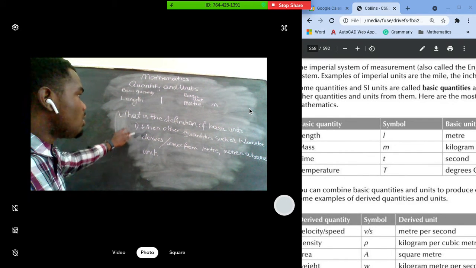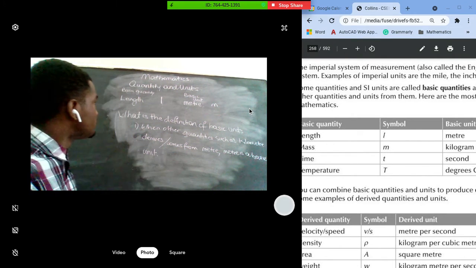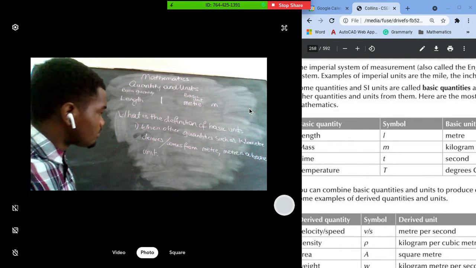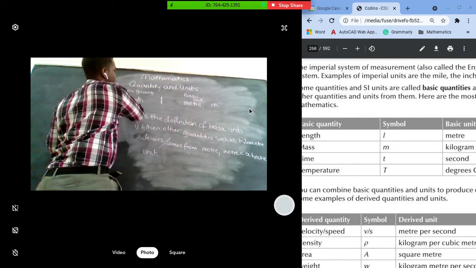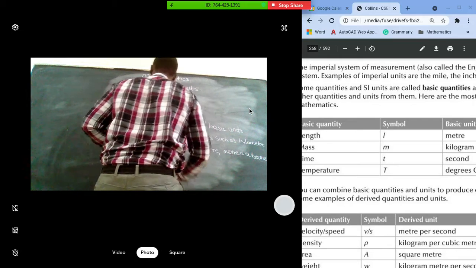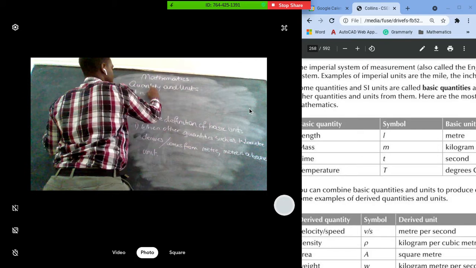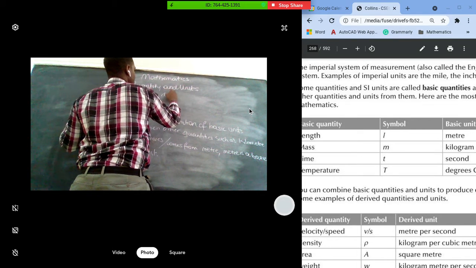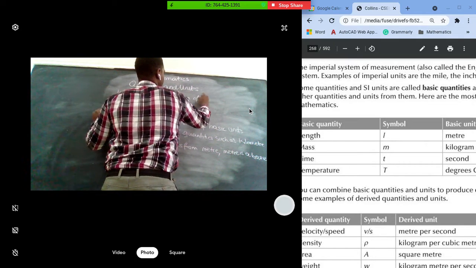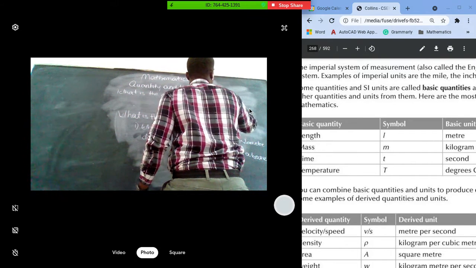Alright, now write this for me. What is the definition of basic quantities? Everybody have this off? Sir, I'm on the last line. Alright. What is the definition of a basic quantity?